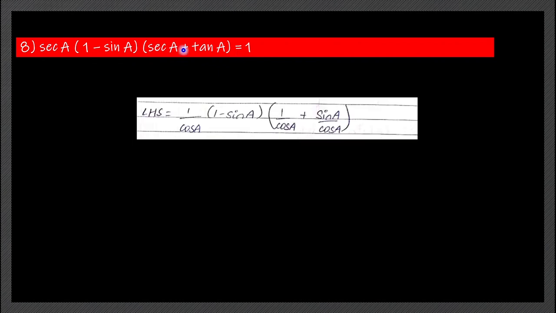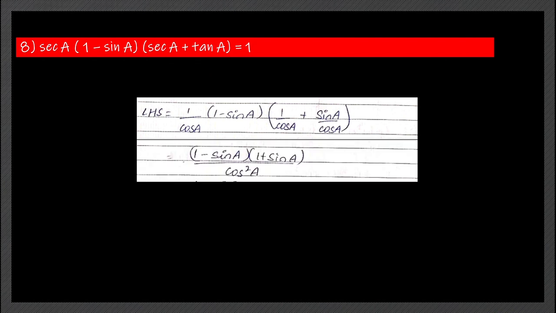LHS, before solving this, we have to convert all the higher ratios into sine and cos. Sine and cos are the most basic ratios, so convert them, secant or tan or cosecant or cot, whatever is given in the question, into sine and cos. Then later we will be getting this equation.